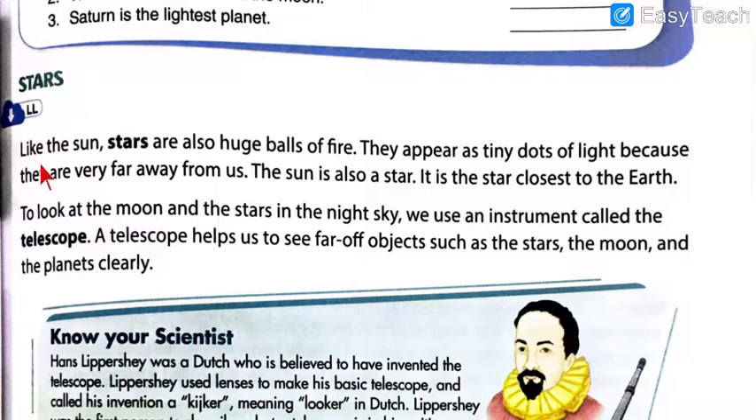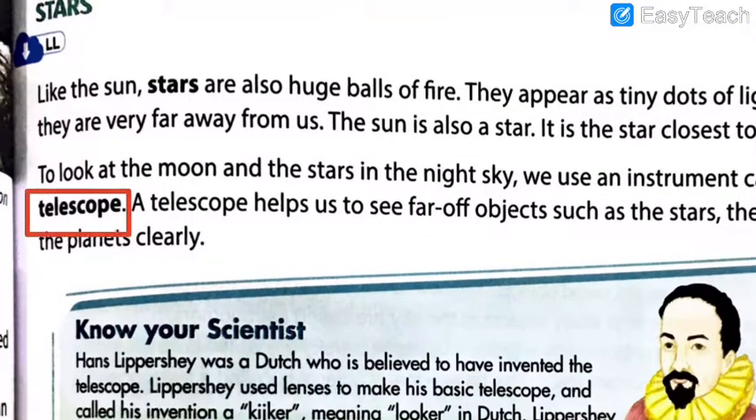Let us continue. Stars. Like the sun, stars are also huge balls of fire. They appear as tiny dots of light because they are very far away from us. The sun is also a star. It is the star closest to the earth. To look at the moon and the stars in the night sky, we use an instrument called a telescope. A telescope helps us to see far off objects such as stars, moon, and the planets clearly. Now, for today, the last hard word is telescope. Telescope. Please write it down.